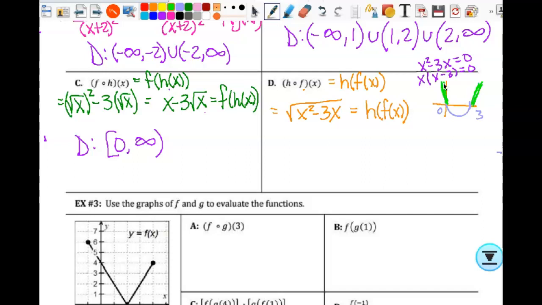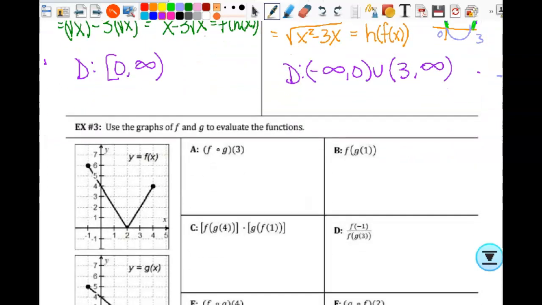So there are my outputs that are greater than 0, and that becomes the domain of my function, which tells me that my domain goes from negative infinity to 0, and then from 3 to infinity. Because yes, these are y values, but my y values become my x values. That's why that becomes the domain. Okay? And you see how sometimes the graph helps a little bit better to wrap your mind around it than just the equations. What questions do you have? Any questions at all? All right, good deal.